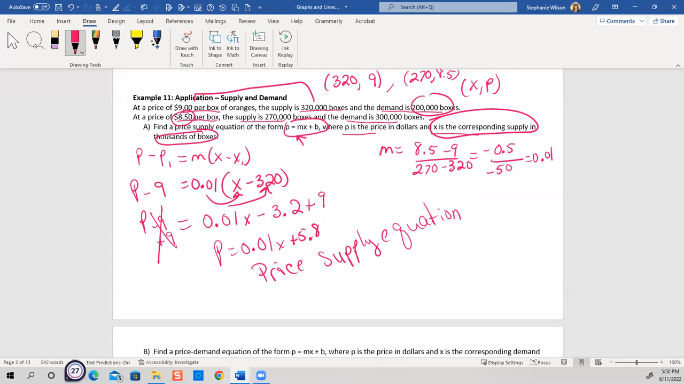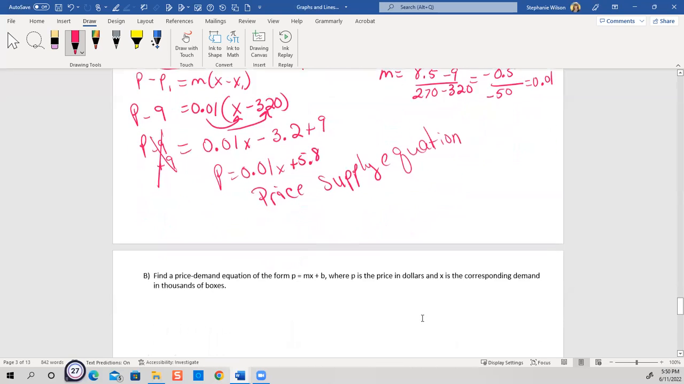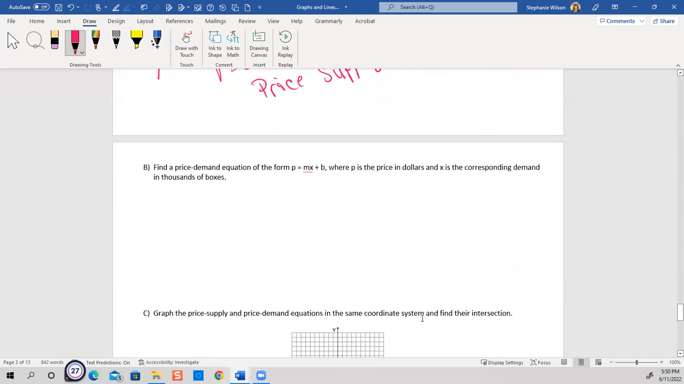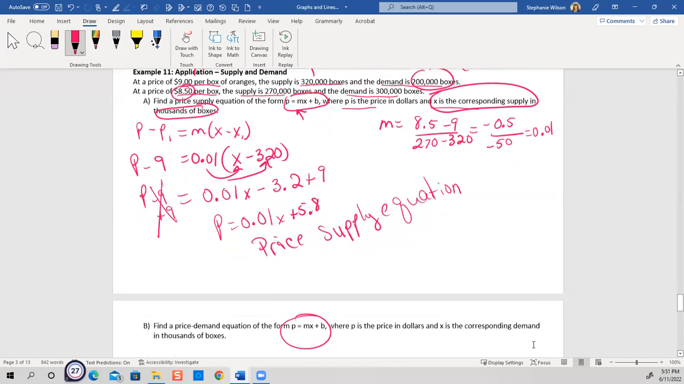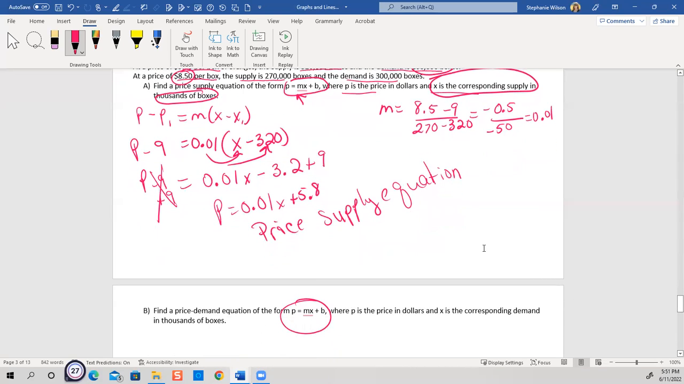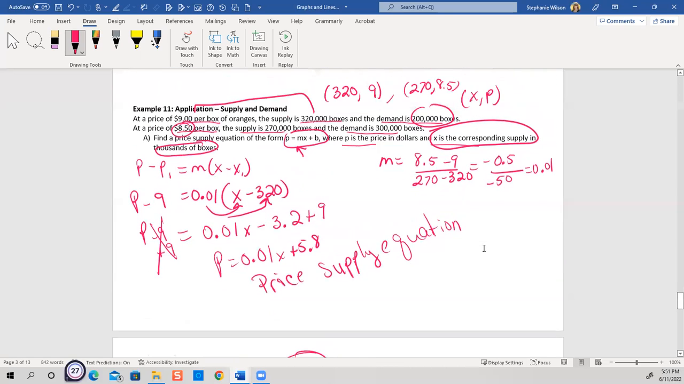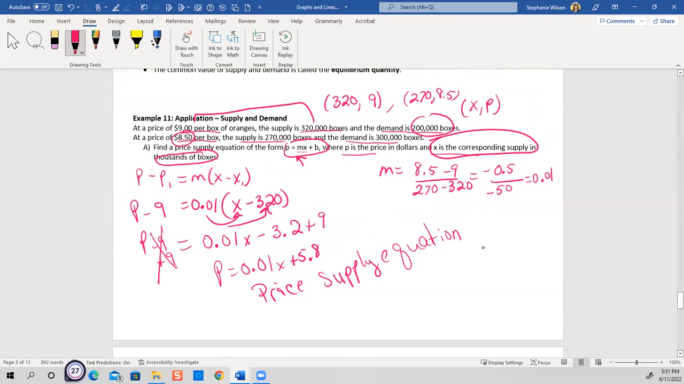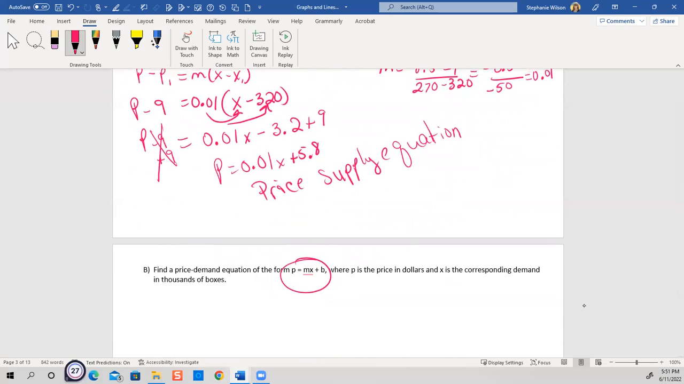Answer part B. Well, in part B, it says find the price demand equation using the slope-intercept form again, where p is in dollars and x corresponds to 1,000. We're going to have to find the given data. We notice, what did we notice here at the top? That we had that 200,000 to the 9. So if we look here, we got this 200,000 to the 9. So we're going to have that ordered pair. So we're going to have another set value.